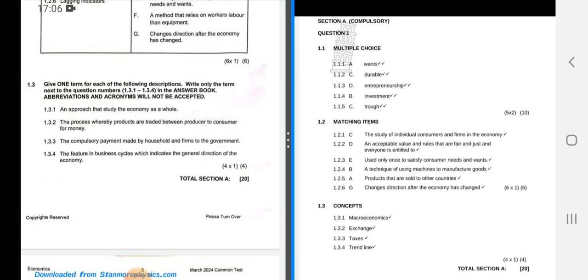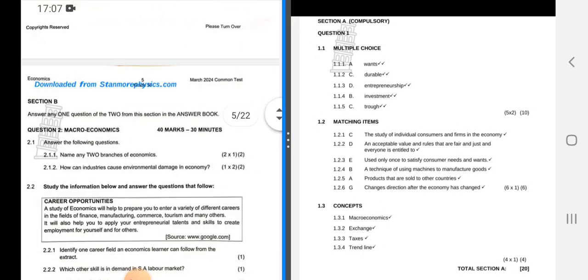Number 1, an approach that studies the economy as a whole is macroeconomics, and the process whereby products are traded between producer to consumer for money is exchange. So the producer gives something to the consumer and the consumer gives the producer money. The compulsory payment made by households and firms to the government is taxes. And then the feature in the business cycle which indicates the general direction of the economy is the trend line.